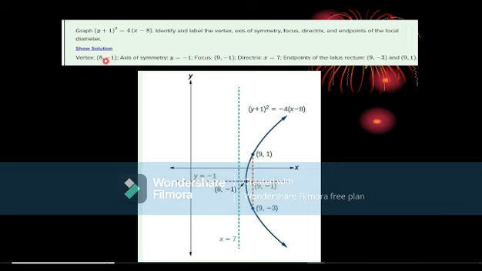So, the vertex is 8, negative 1. The axis of symmetry is y is equal to negative 1. The focus is 9, negative 1. The directrix is x is equal to 7. Endpoints of the latus rectum are 9, negative 3, and 9, positive 1.